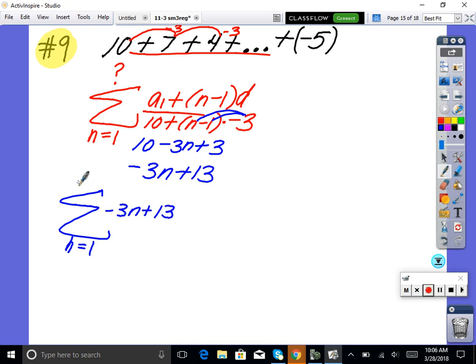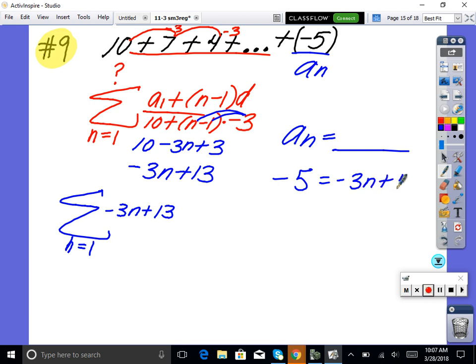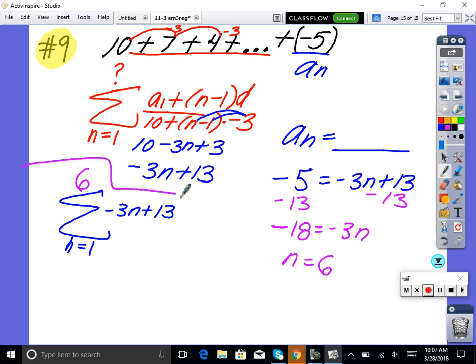Now let's figure out the part we don't know. So aren't we ending at a sub n is negative 5? Everybody? So now you would say, well, a sub n is equal to our explicit formula. So let's just do it right here. So negative 5 is equal to negative 3n plus 13. True? Minus 13. So that's negative 18 equals negative 3n. So divide by negative 3, so n equals 6. So we're summing up 6 terms. And now you could find the sum by typing it into your calculator.